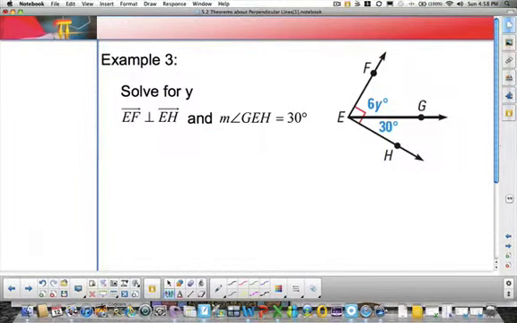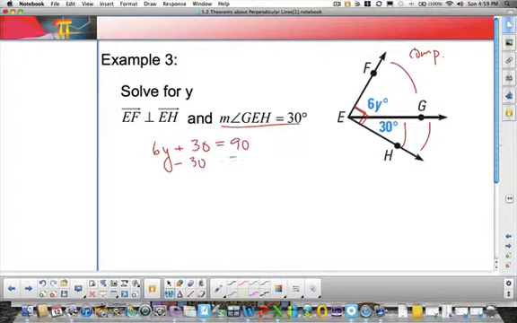Alright, so here's some algebra. Let's solve for y in this picture. We can see that EF is perpendicular to EH, so we know this is a right angle. That means that we know that these two angles are complementary. In other words, that they add to 90. And we know that the measure of angle GEH is 30 degrees, and that's been labeled in our diagram. So my equation that I can set up is 6y plus 30 equals 90.